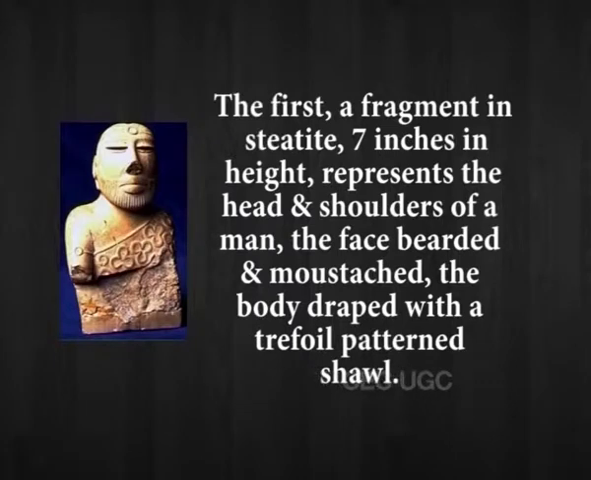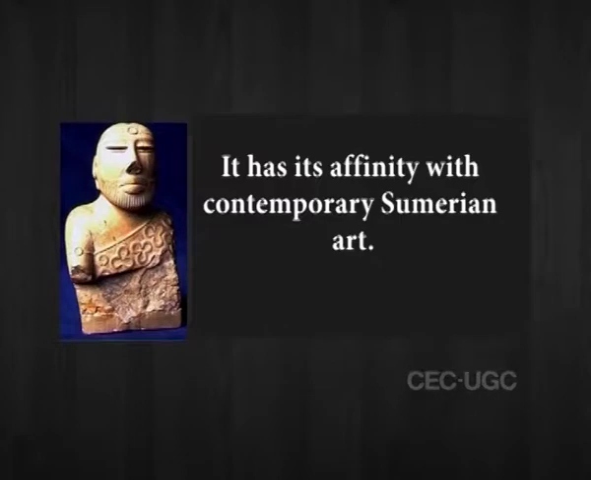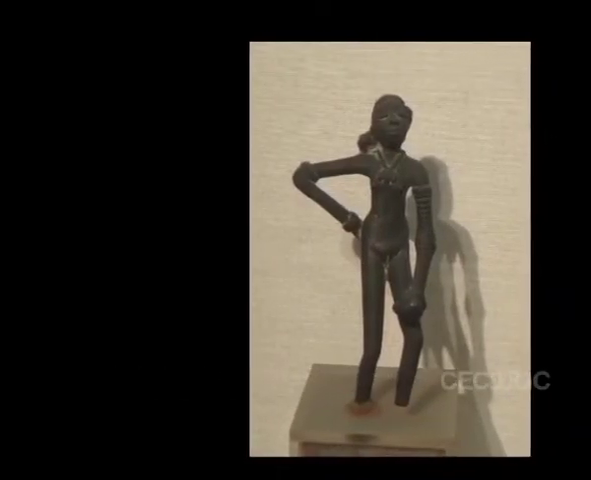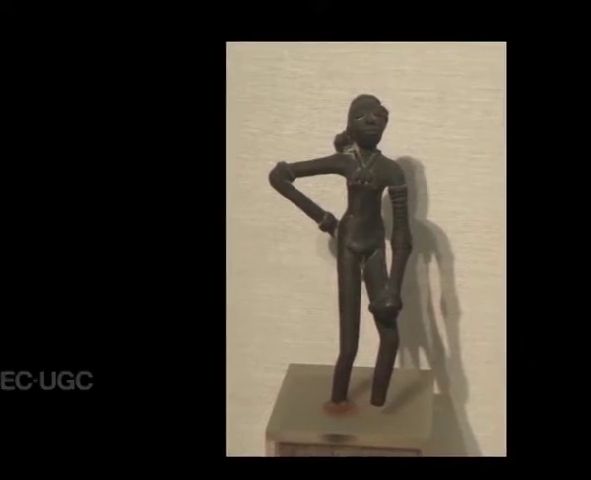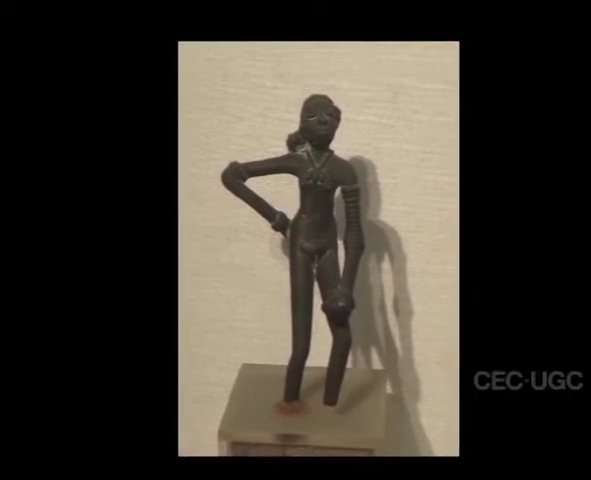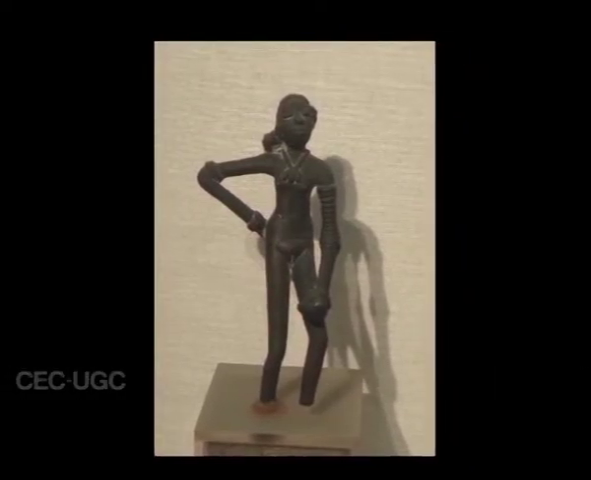The first, a fragment in steatite, 7 inches in height, represents the head and shoulders of a man, the face bearded and with a moustache, the body draped with a trefoil-patterned shawl. It has its affinity with contemporary Sumerian art. The second piece, a bronze casting 4 inches high, is the figure of a dancing girl with legs and arms disproportionately long. There is also a wide variety of terracotta figurines, both animals and human, and mother goddesses.